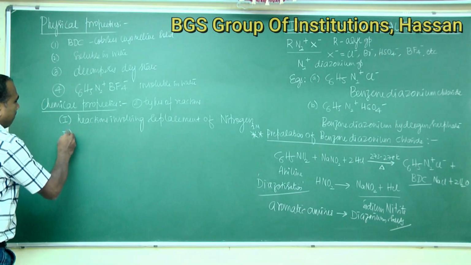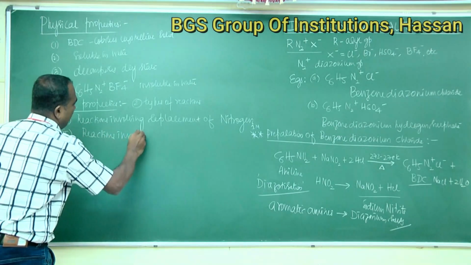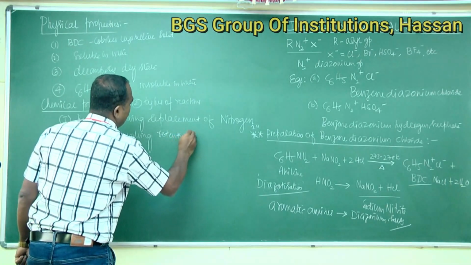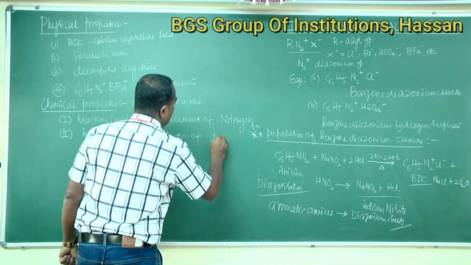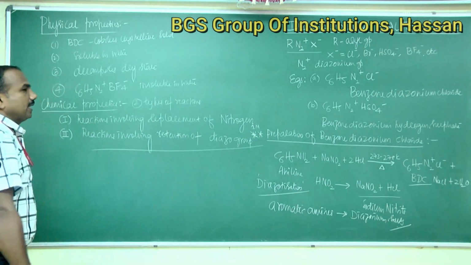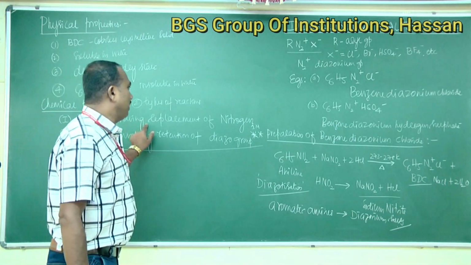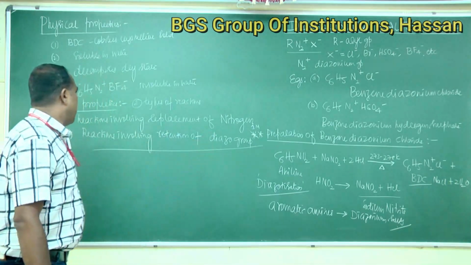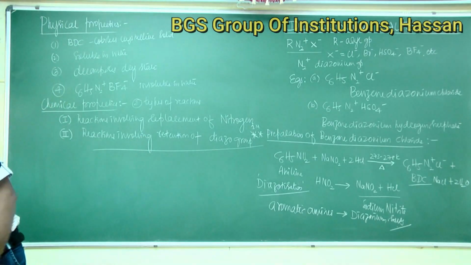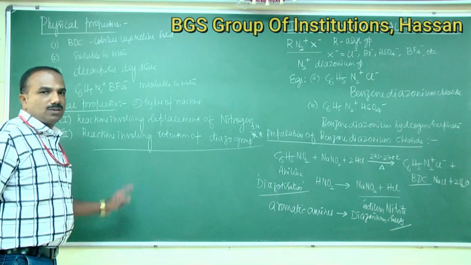Second one, reactions involving retention of diazo group. So these are the two types of reactions: reactions involving replacement of nitrogen, and reactions involving retention of diazo group. I am going to study them one by one.